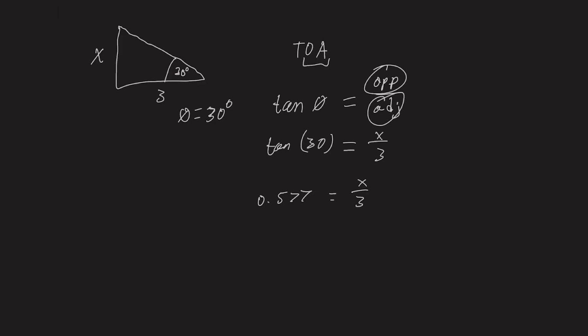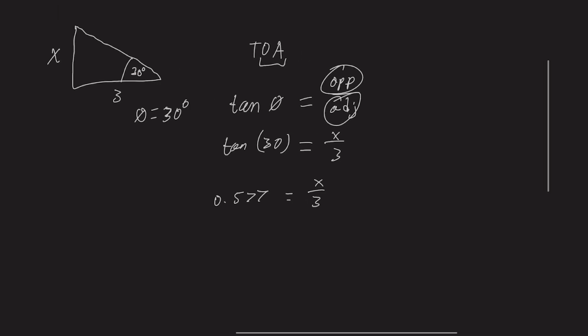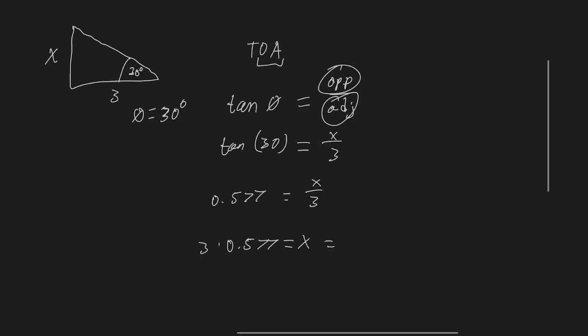Anyway, then, if we want to solve for x, we just multiply both sides by 3, and we get 3 times 0.577 equals x. Therefore, the length of our x side equals 1.73. So moving on from there, we have two general types of triangles that are useful to commit to memory and useful to be able to identify, okay?